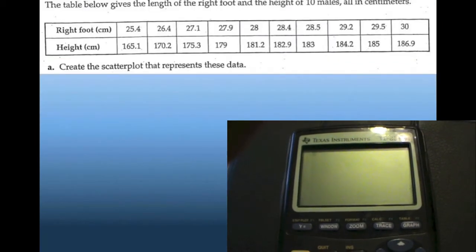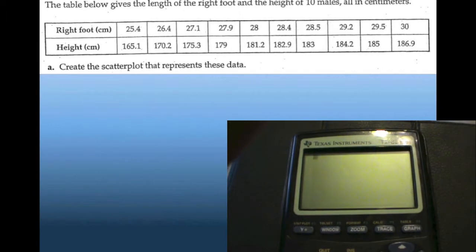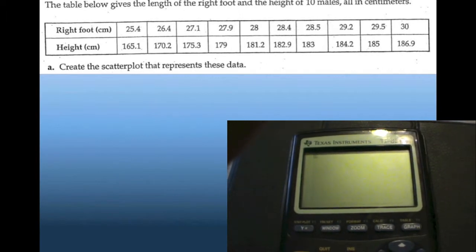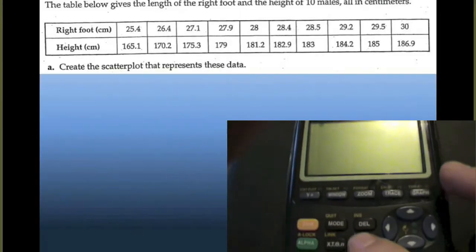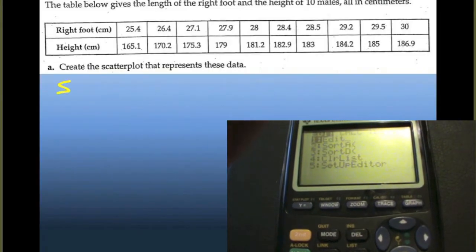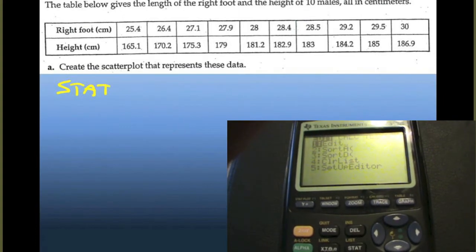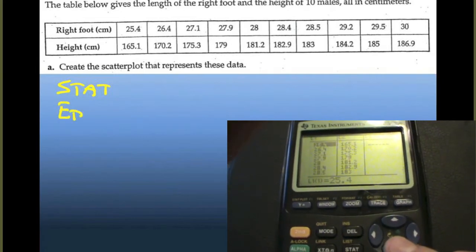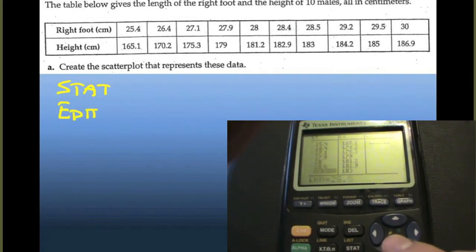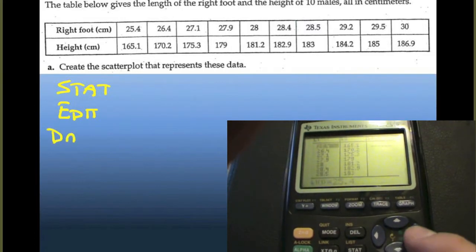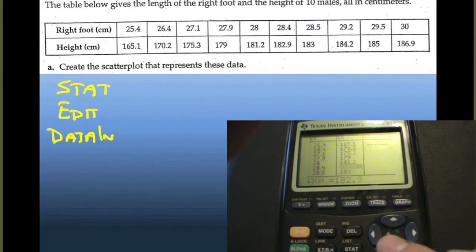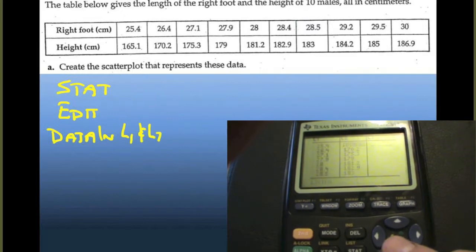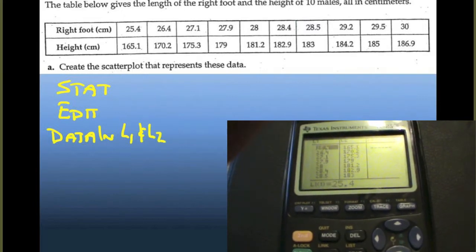This table below is the lengths of the right foot and the height of 10 males, and it's all in centimeters. So the very first thing you want to do is push stat in your calculator. Then you're going to go to edit, and you're going to put all of the data in L1 and L2. As you can see, I've already done that here.